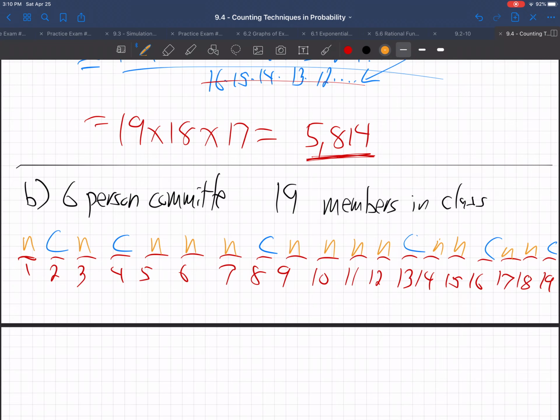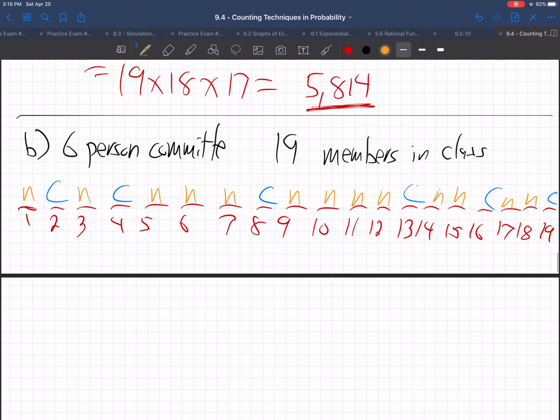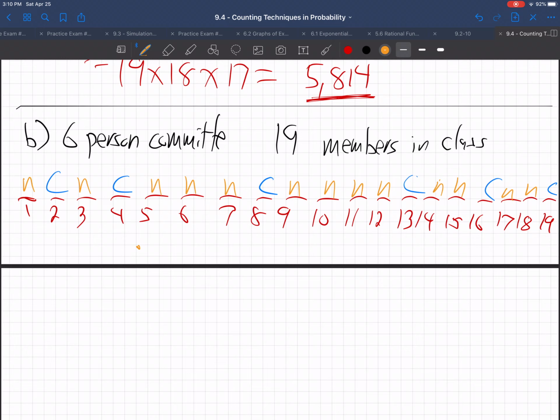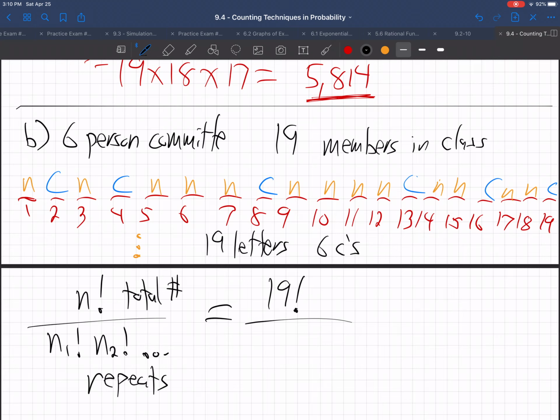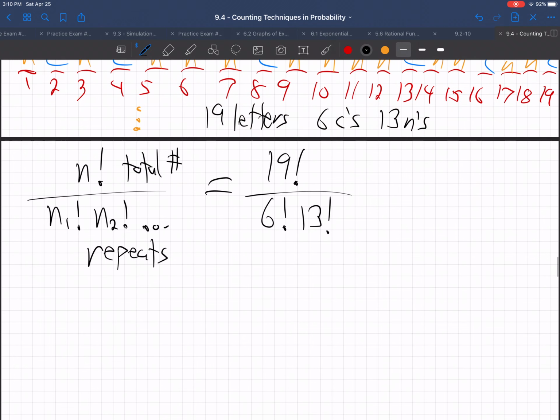So there's one way to pick a 6-person committee, and there would be many other ways to do this. So it's basically all the ways to put these in order. You know the formula. It's n factorial over n1 factorial, n2 factorial, etc., where the repeats are on the bottom and the total number is on the top. It's all the ways I can put in order. What is this? It's 19 letters. So it's going to be 19 factorial on the top. And we have 6 C's, and that leaves us with 13 N's. So 6 factorial, 13 factorial.